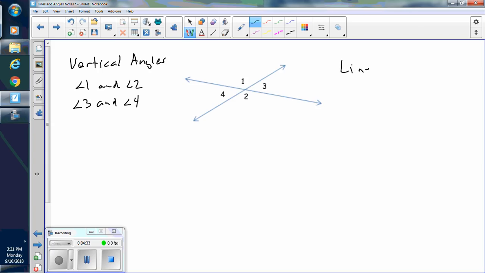Then the other type of angle we have in this picture are linear pairs. There are two angles that are side by side, and their other two sides form a line. So we have four linear pairs here: angle 1 and angle 3, angle 3 and angle 2, angle 2 and angle 4. And I'll leave the last one for you to add into your notes. So vertical angles and linear pairs are types of angles that we've seen happen when two lines intersect.